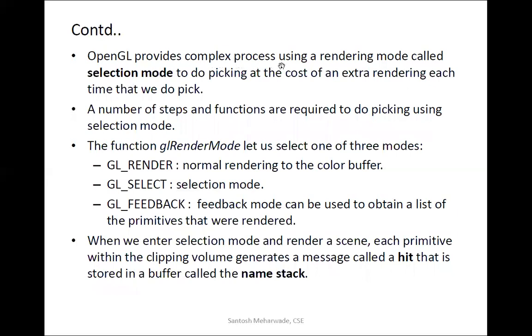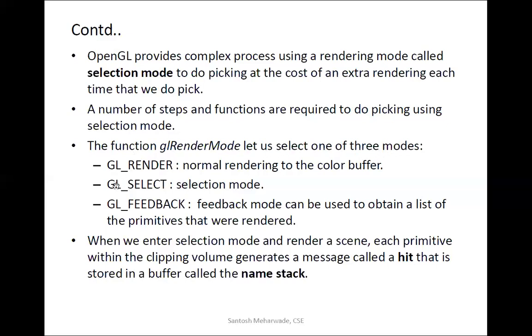OpenGL provides a complex process using a rendering model called selection mode to do picking, at the cost of extra rendering each time that we do picking. Whenever we are performing the selection mode, meaning I'm selecting something in a particular region, that is a kind of picking operation only. But it depends upon the mouse callback function, where it is going to point. The steps and functions required to do the picking using selection mode start with the function glRenderMode, which will select one of the three modes.